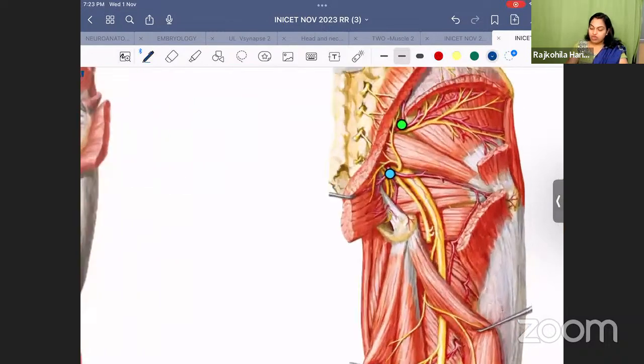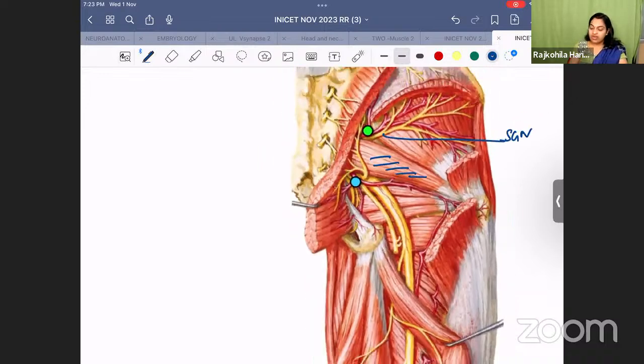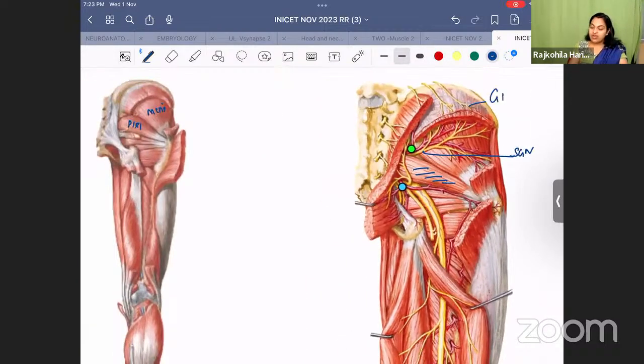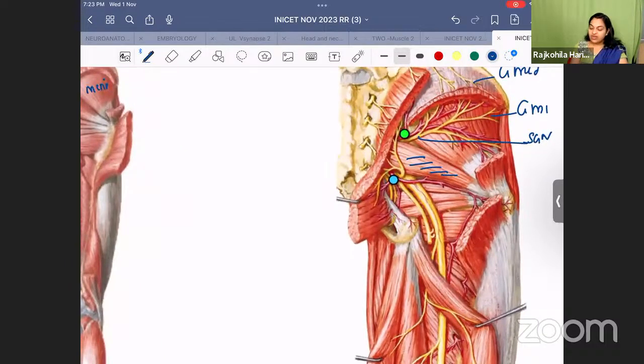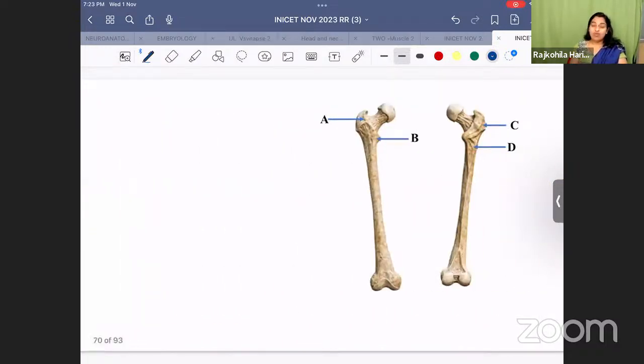Okay, so in this picture, this is the piriformis. The nerve you see above the piriformis is the superior gluteal nerve that supplies the gluteus medius and gluteus minimus. This nerve that you see below the piriformis is the inferior gluteal nerve that's going to supply the gluteus maximus, right?